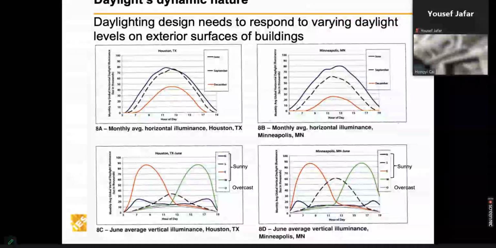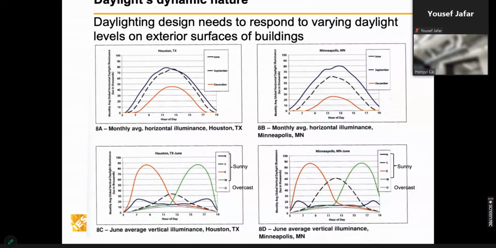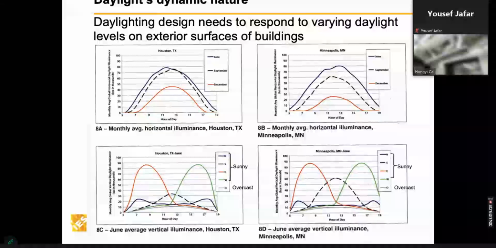But if you look at the window facing north, that's the dark blue line, you actually will see a strange curve here, which you probably don't expect. You actually don't have the maximum levels at noon. You actually have the maximum levels around 7 o'clock in the morning or around 7 o'clock in the afternoon. You know why? For a window facing north.